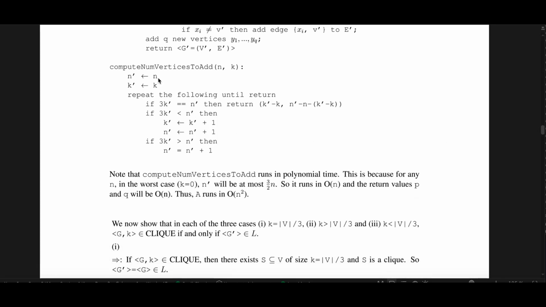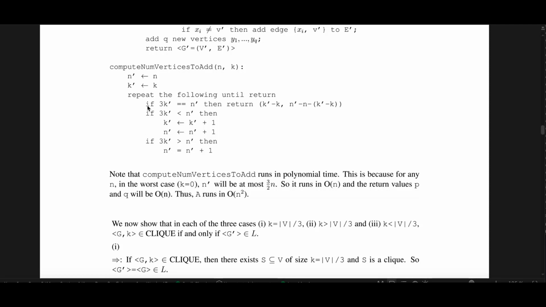For every vertex v, a small v plus belongs to big V plus, if xi is now equal to v plus, then add edge xi v plus to E plus, and the q new vertices y1, y2, ..., yq, and return G plus equals V plus, E plus. Then compute the number of vertices to add: N plus is given by n, k plus is given by k.